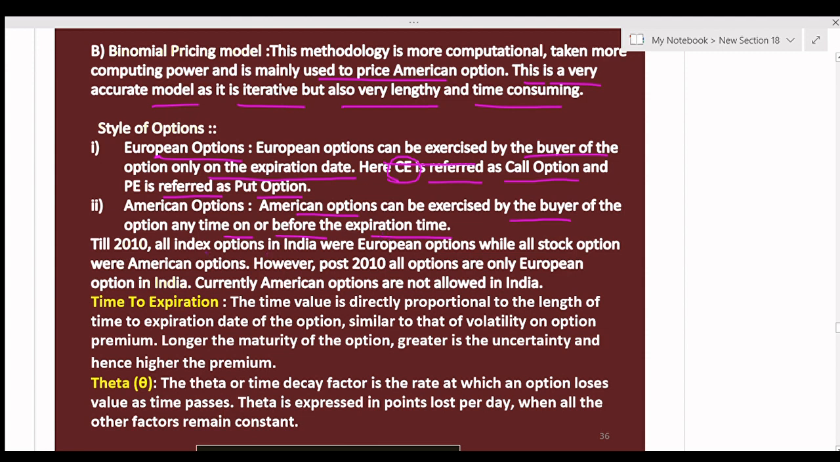Till 2010, all index options in India were European options, while all stock options were American options. However, post 2010, all options are only European options in India. Currently, American options are not allowed in India.